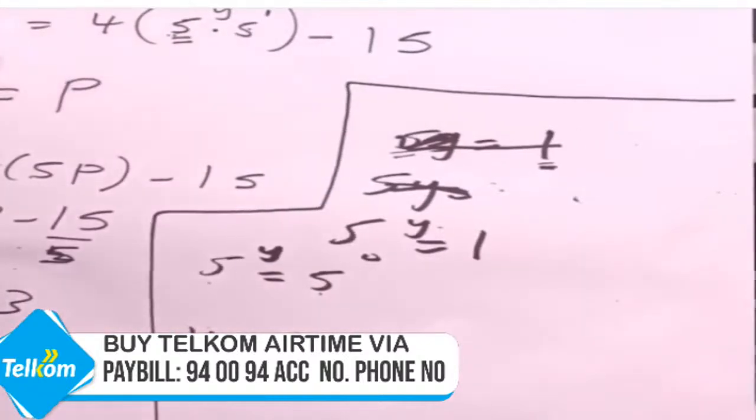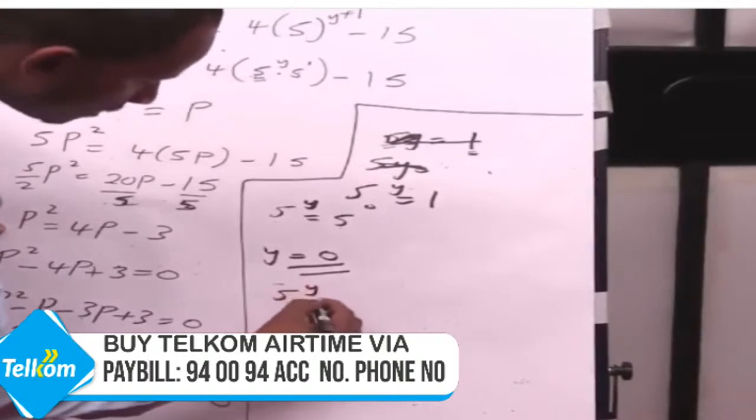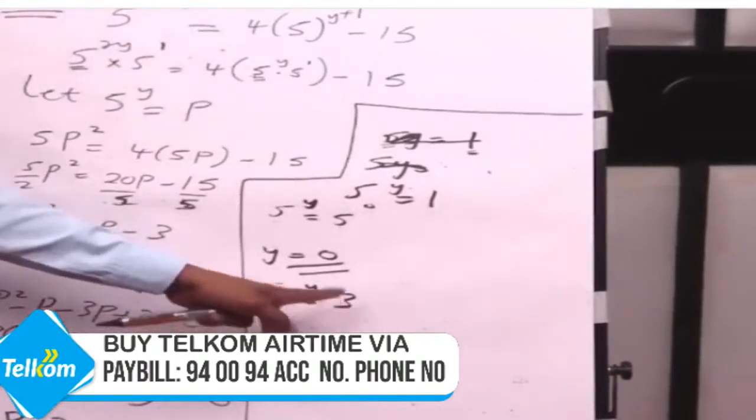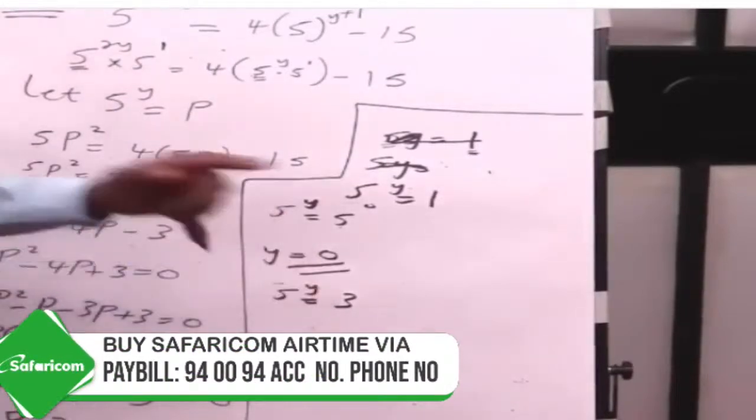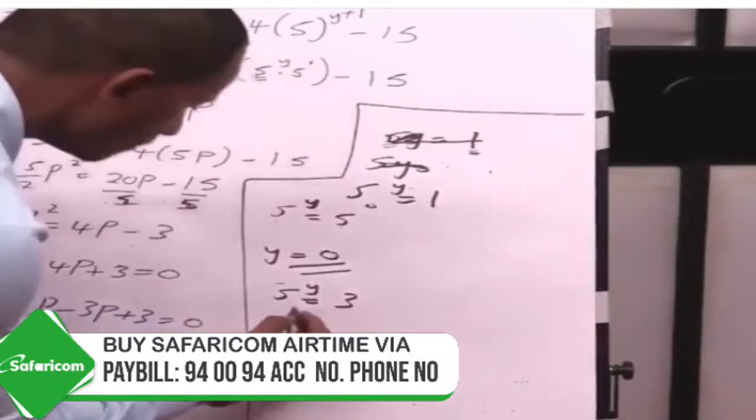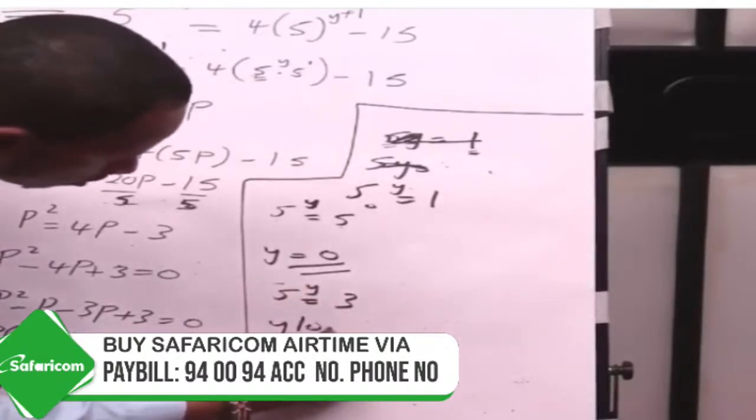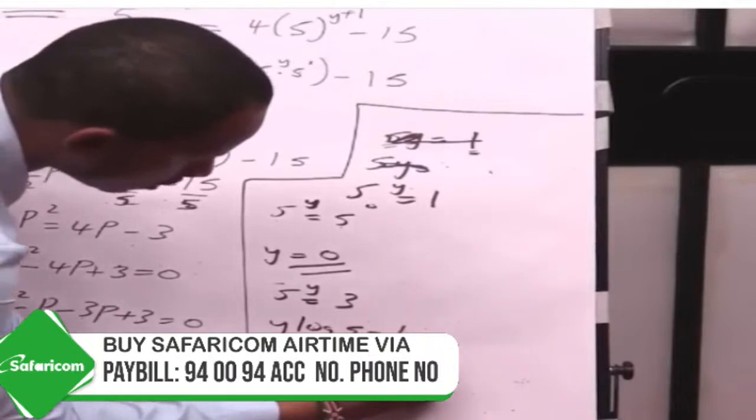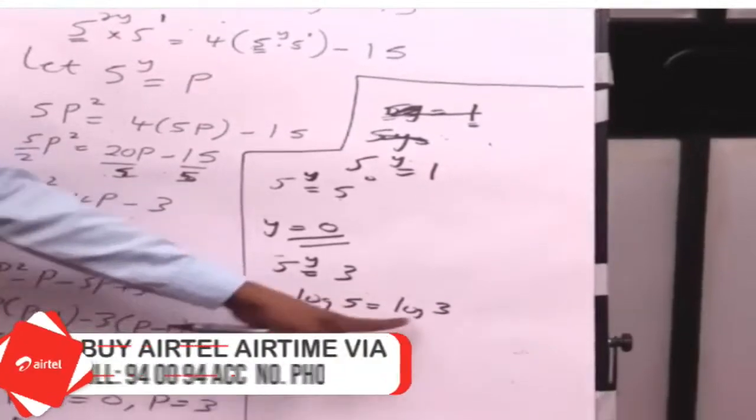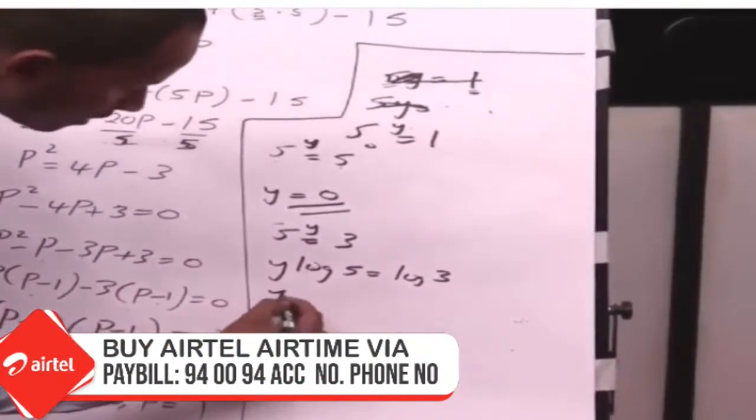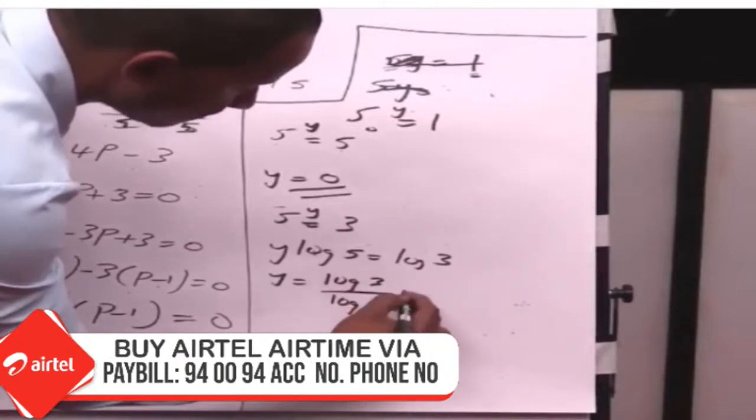What is the next value of y? Because p is 3, we have two values of p. So 5 raised to power y equals 3. In such a situation, you introduce logarithms. Therefore, when you want to open up this using logarithms, you say y log 5 equals log 3. Logarithms are assumed to be to base 10, so there's no need of writing base 10. Then y equals log 3 divided by log 5.